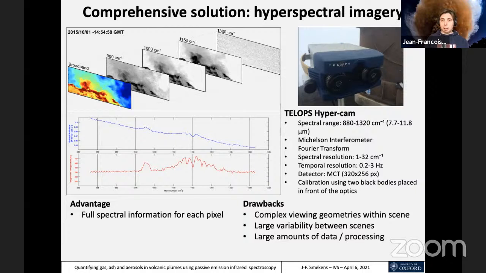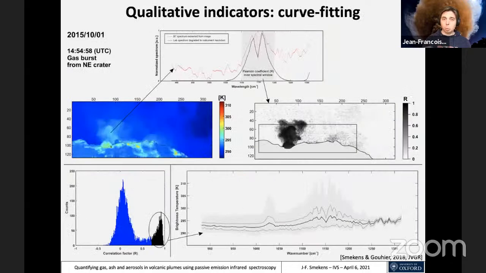And so one thing that we looked at was the use of qualitative indicators to get an idea of where the gas or ash is within a scene, and also a relative measure of the intensity of the emissions. And so I'll detail 3 of them here.